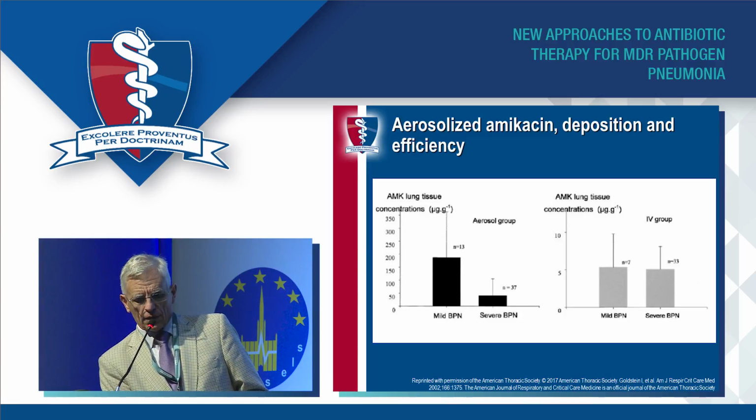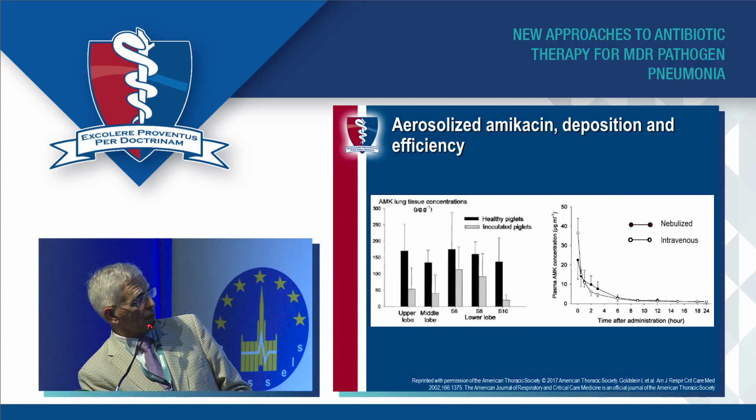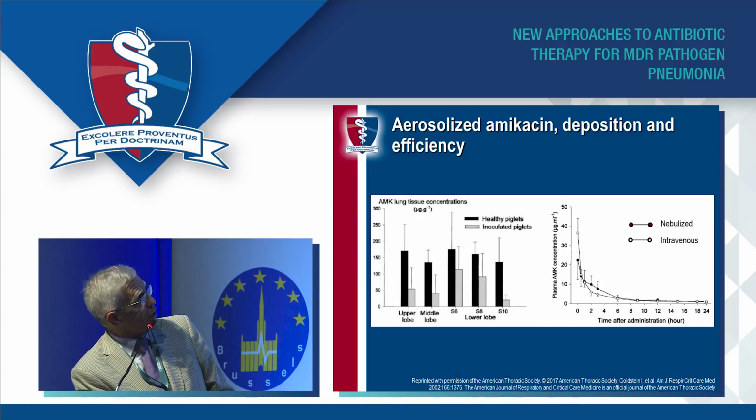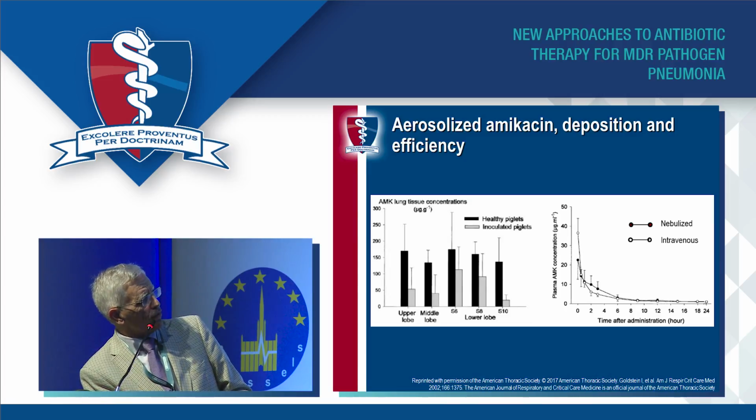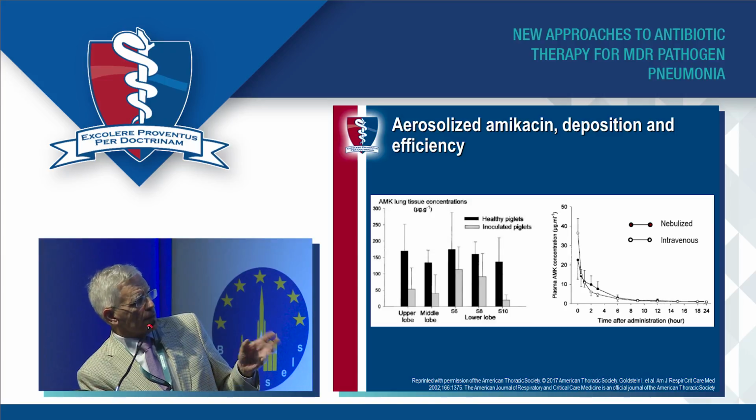Again, the comparison, we have seen this slide before, and this is the efficiency of the deposition in healthy and inoculated piglets. The inoculation reduced the deposition, but not so much the concentration in the lung at autopsy, but again it is much higher than the concentration obtained when given by intravenous.